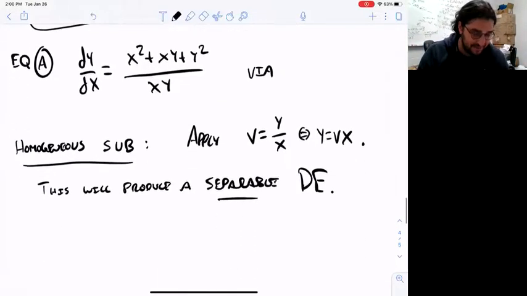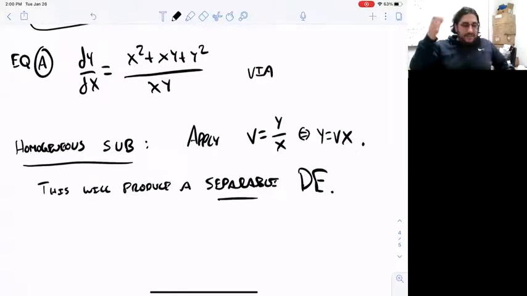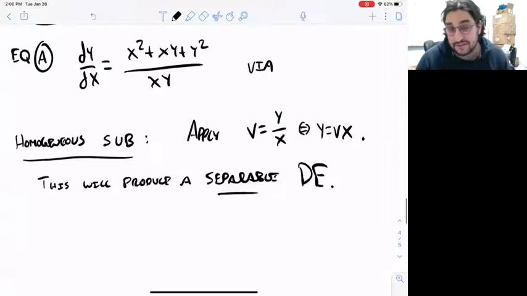Equation A, what's the plan here? Just to write out equation A again, there it is, dy/dx equals x squared plus xy plus y squared over xy. We want to do this using homogeneous substitution. That's v equals y over x, or y equals vx, however you want to say it. And our promise with homogeneous substitution is that this will produce a separable differential equation, just like Bernoulli sub was promised to produce a first order linear equation that we could solve with integrating factors. Right here, we're going to get one that we can do the separation of variables.